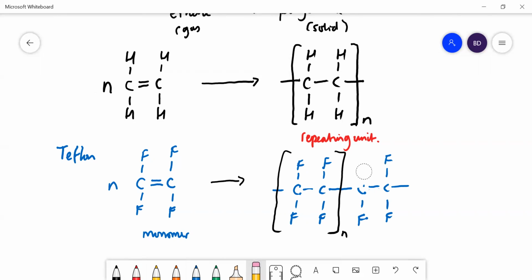I'll just rub that out. Let's just show you what was going on there. So that's the monomer, and this is the polymer. It's called Teflon, and it won't burn because the carbon-fluorine bond is so strong that it's a very unreactive and very stable molecule. Just do a couple more.